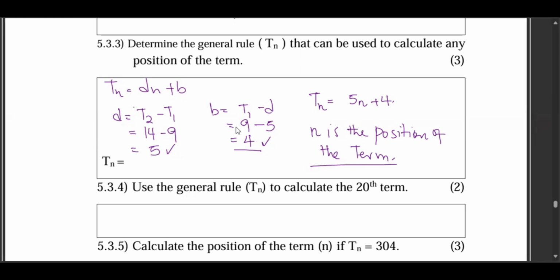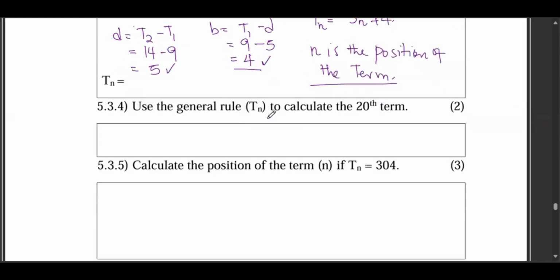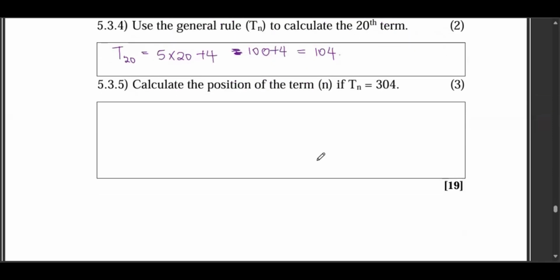Okay. So use the general rule to calculate the 20th term. So simple now. This means our n has become 20. So we said 5 times 20, remember, plus 4. So here the answer became what? 100 plus 4. So the final answer becomes 104.